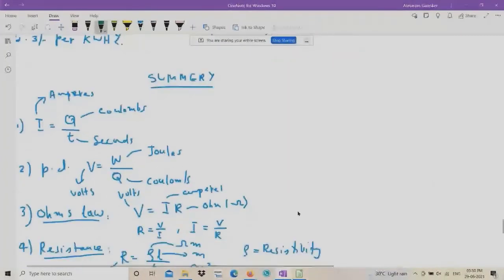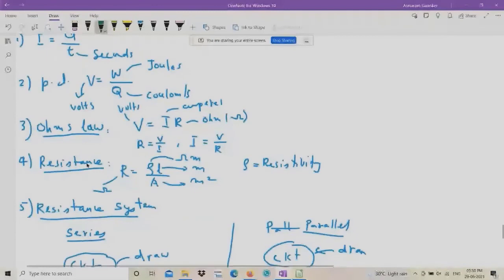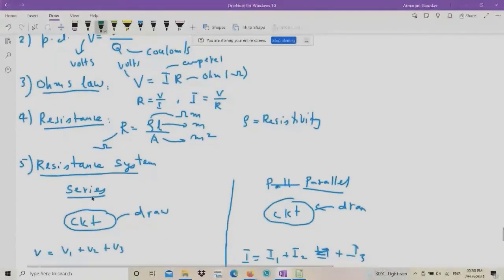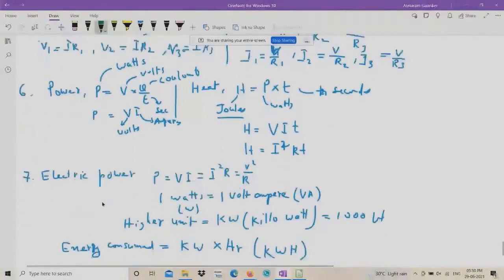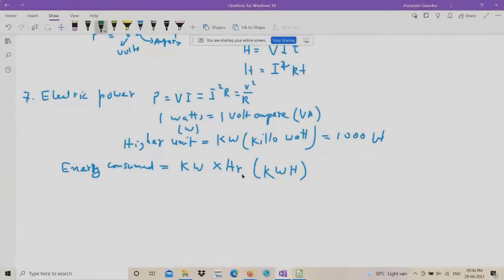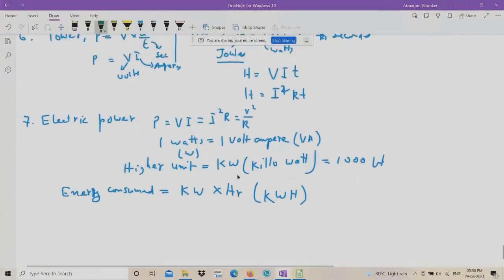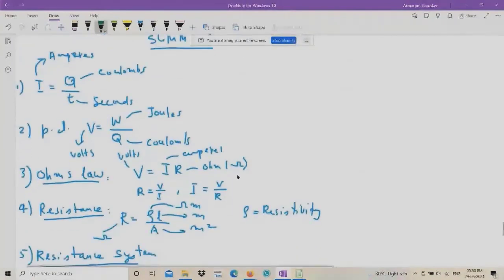And with this, the summary is here: potential difference, Ohm's law, then resistance system, then power, and then electrical power and energy consumed. Energy consumed is kilowatt into hour. So you have to remember all these 7 formulas, all this list is given, and that is all about this topic.